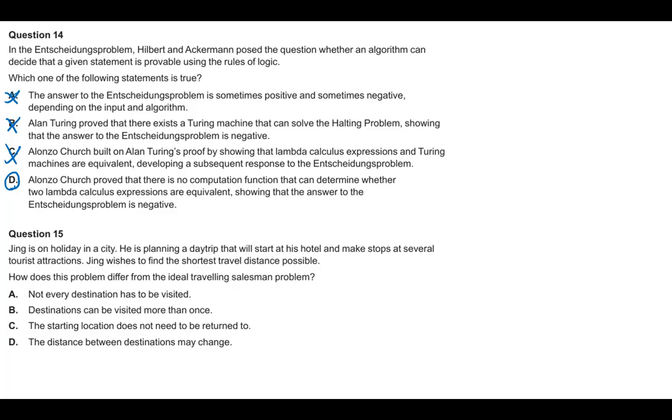Question 15, I heard some people talk about this saying it's a bit unfair. I reckon there's a fairly clear answer here. How does this differ from the travelling salesman problem? Well, I think it's obvious that not every destination has to be visited. I don't think it's likely we would visit destinations more than once. And he's doing a day trip that starts at his hotel. Well, that suggests to me that he's going to be returning to his hotel. So yes, the starting location does need to be returned to. D is definitely wrong. The distance between destinations does not change. So I think A is the best answer there.